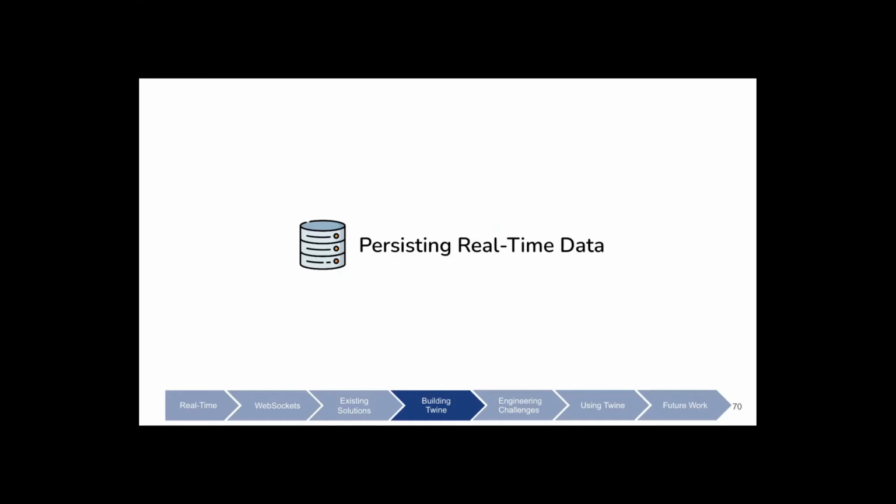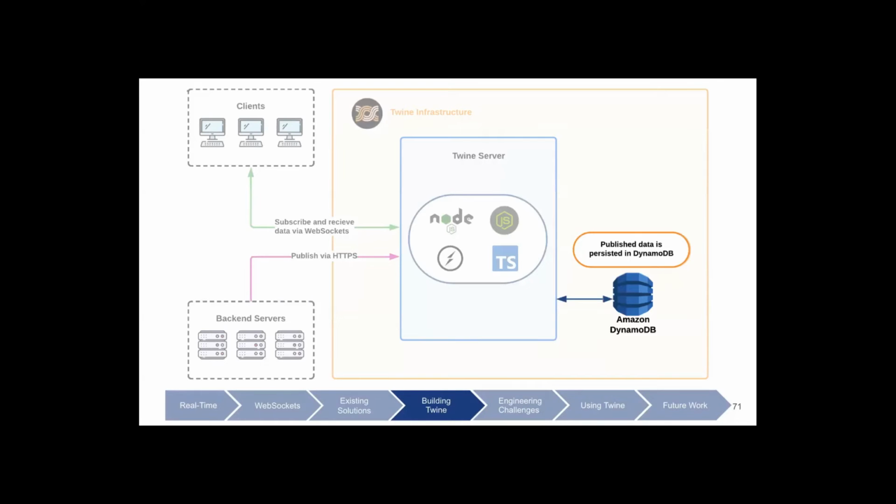To achieve connection state recovery in the event of a dropped WebSocket connection, we knew that we needed a way to store real-time data. With Twine's focus on data integrity, a persistent data store was needed. We opted to deploy Twine using AWS. Therefore, we were looking for a good storage option within the AWS ecosystem.